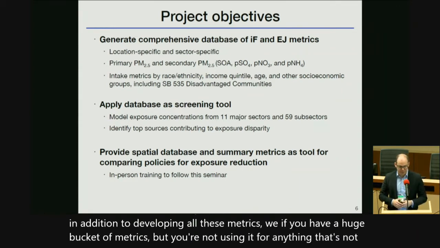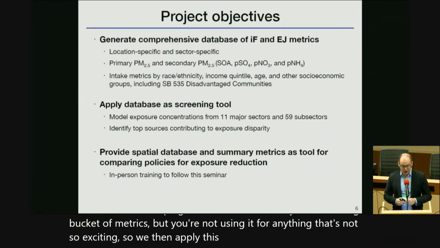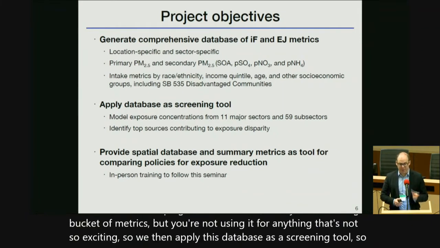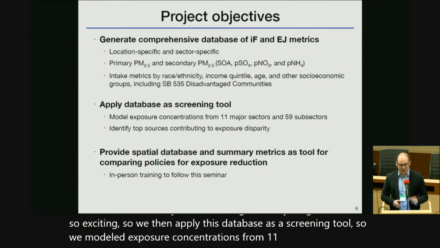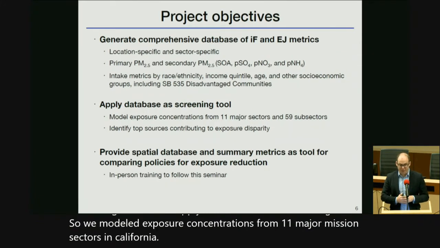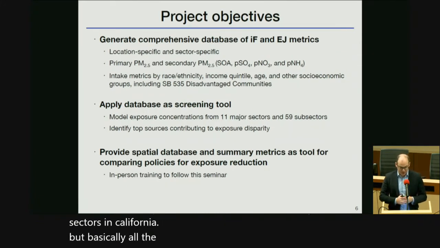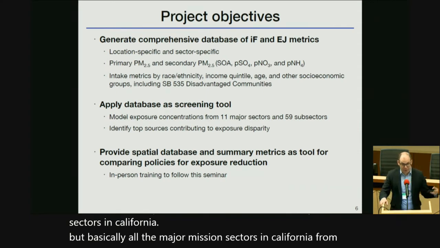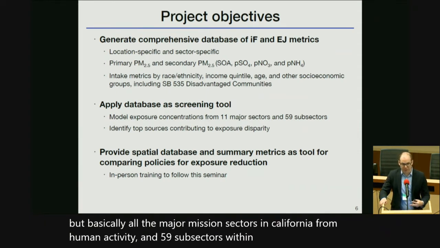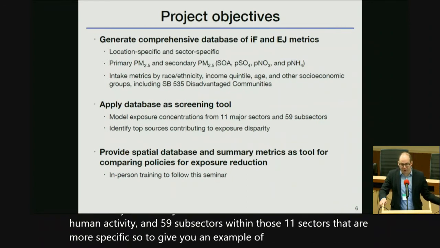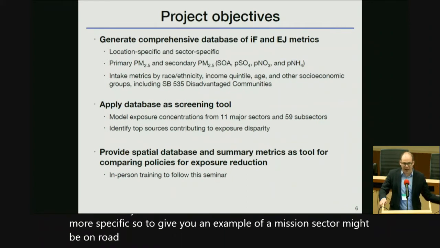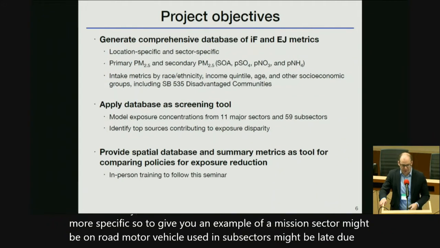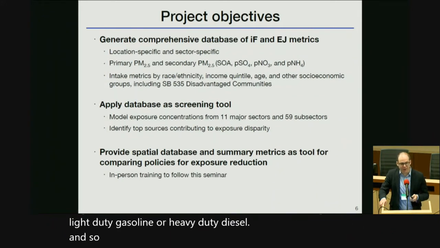So we then applied this database as a screening tool. We modeled exposure concentrations from 11 major emission sectors in California that basically are all the major emission sectors in California from human activity, and 59 subsectors within those 11 sectors that are more specific. To give you an example, an emission sector might be on-road motor vehicle use, and subsectors might be light-duty gasoline or heavy-duty diesel vehicles, and so on. And then we wanted to identify the top sources contributing to exposure disparities in California.